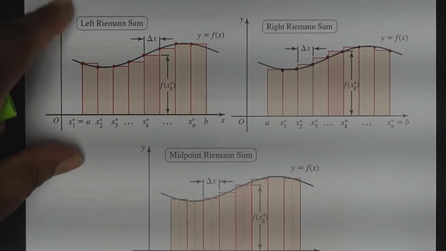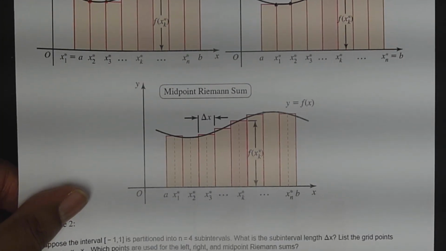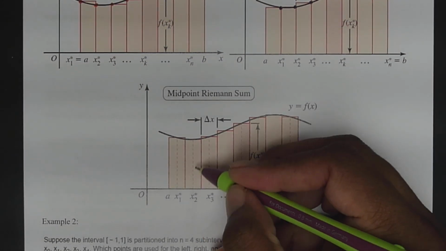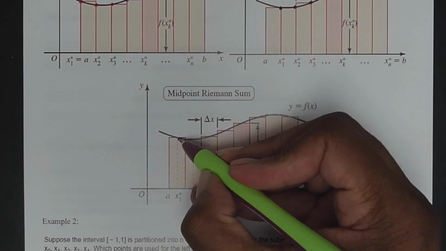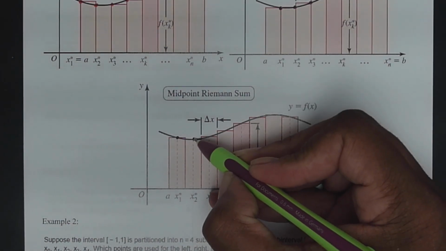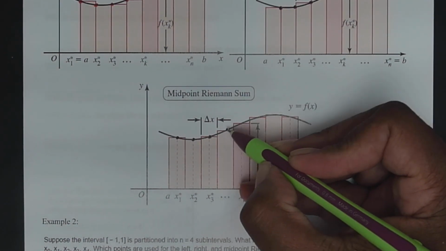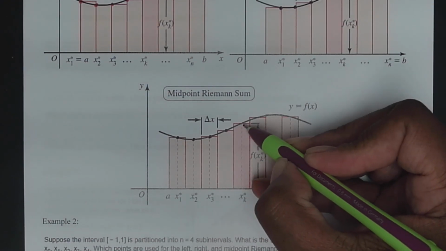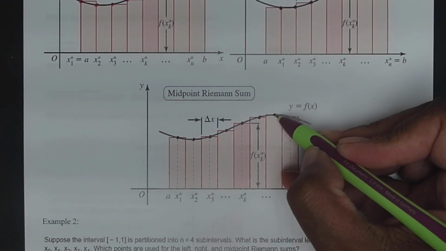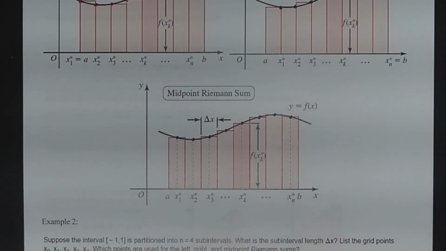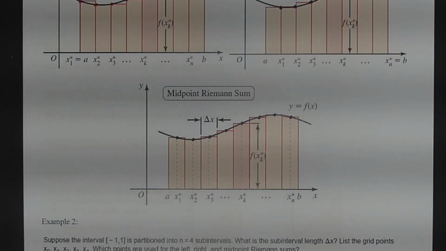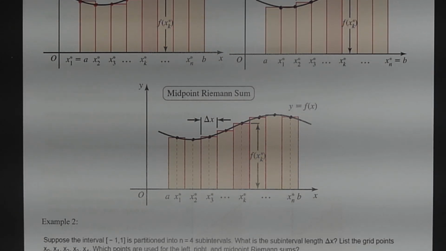And for the midpoint Riemann sum, you can see, here's our midpoints right here for each rectangle. So the graph of y equal f of x touches every midpoint of every rectangle here. So that's what they mean by the midpoint Riemann sum.